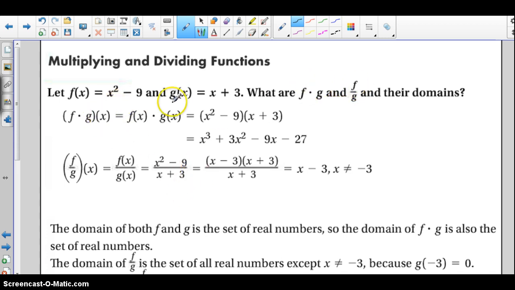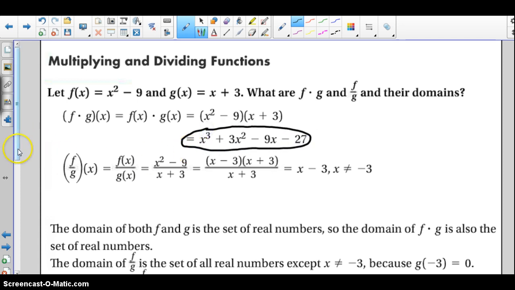The first one here, they're showing you that you're going to multiply the two functions, and sure enough, that's what you're going to do. X minus 9 times x plus 3, and you're going to use the FOIL method: x cubed, 3x squared, negative 9x, and negative 27. Nothing to combine. This is in standard form.